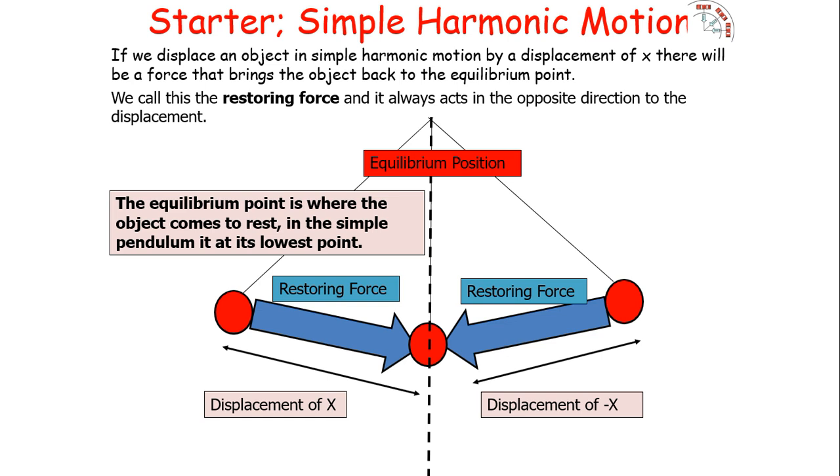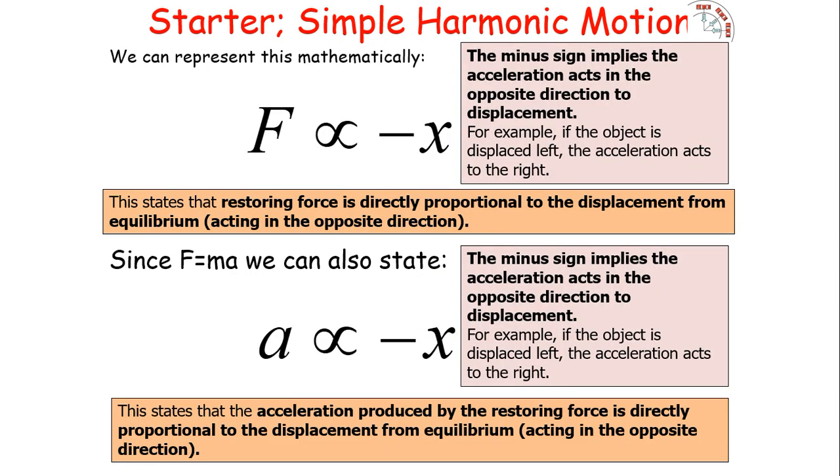So what can we say? We can say that the restoring force always acts in the opposite direction to displacement, but is proportional to displacement, and it wants to bring the oscillator back to the equilibrium point, which is where the object would be at rest in its lowest position. So let's represent this mathematically. We know that the restoring force is directly proportional to negative displacement. Or we can say acceleration is directly proportional to negative displacement. Why is that? Because we know that F equals ma, so force and acceleration themselves are directly proportional.